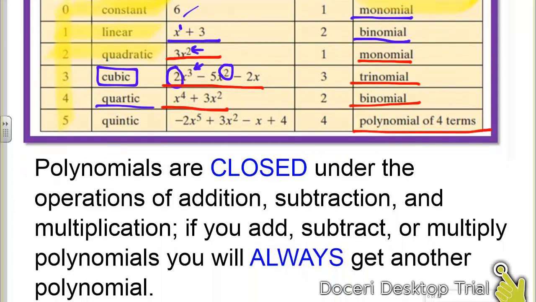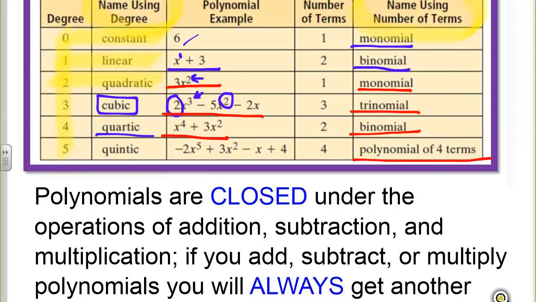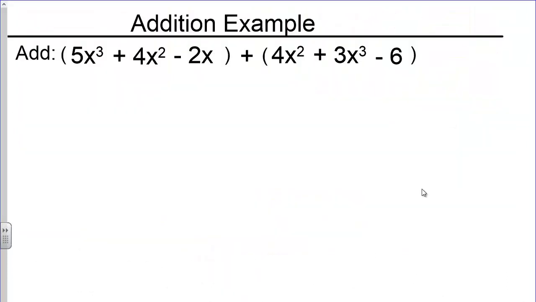Polynomials are also closed under the operations of adding, subtracting, and multiplying. What that means is if you were to add or subtract or multiply a polynomial, you will always get another polynomial out. If you end up getting a non-polynomial out, then polynomials are not closed under whatever operation you just performed on them. For our first example here, we're going to show you how to add polynomials.